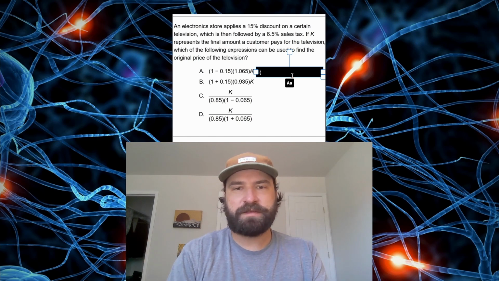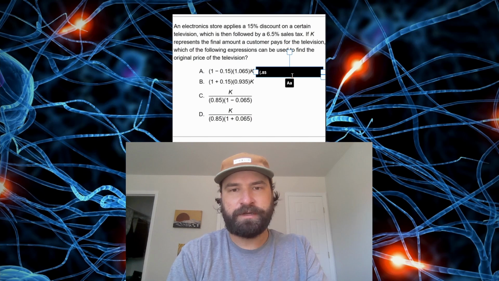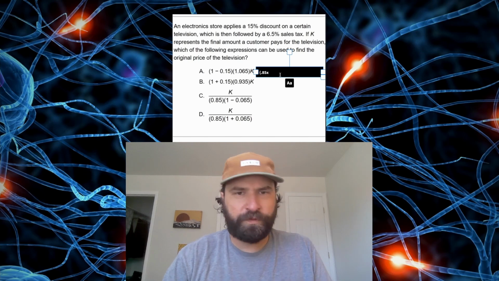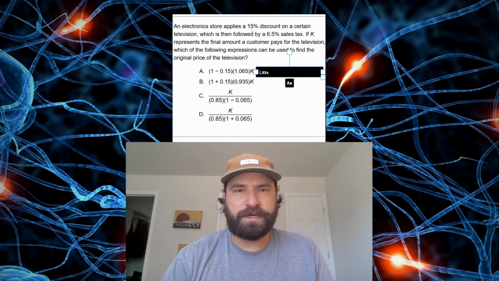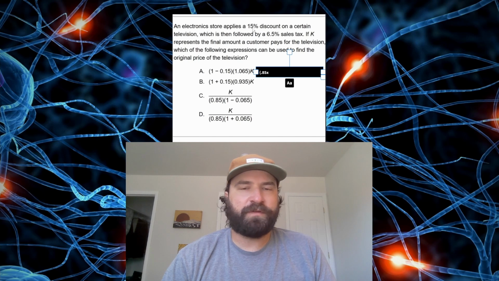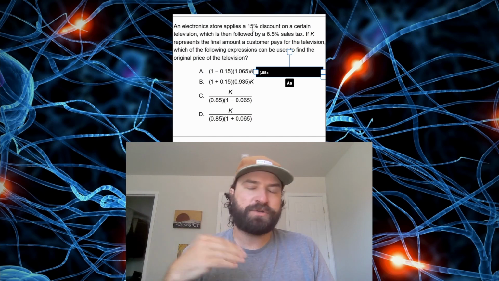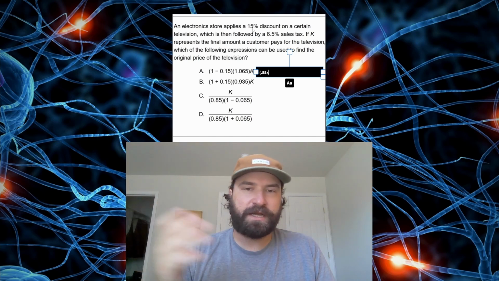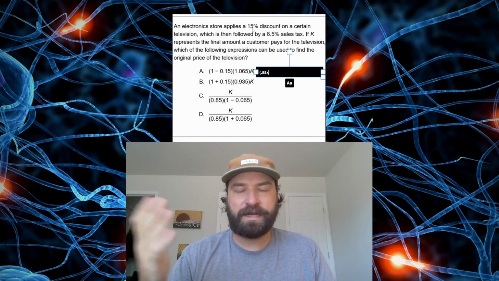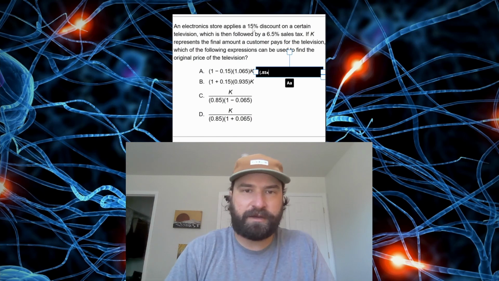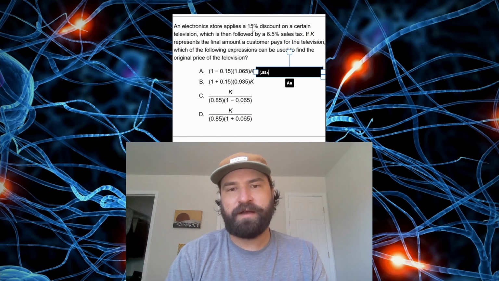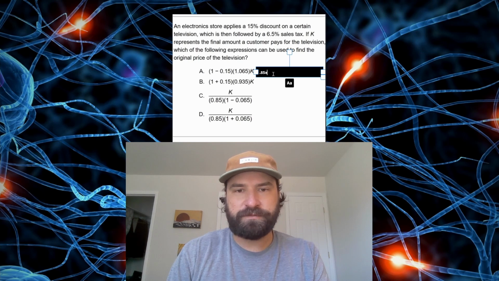So the way we can represent that is 0.85 times X. Hopefully that makes sense, because if you're discounting something by 15%, you take 100%, subtract 15% from that, that's 85%. And if we multiply 85% times X, that's how we're going to apply that discount. So that's 0.85X is the new price of the TV.